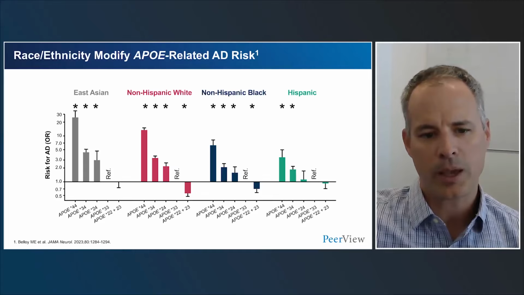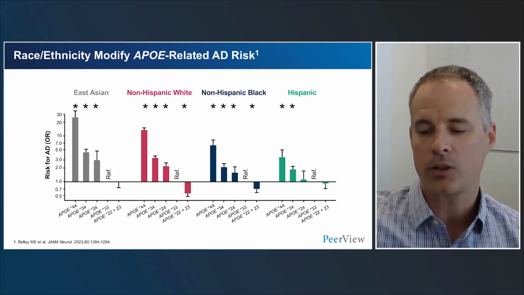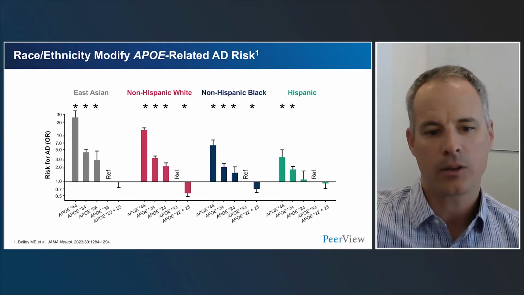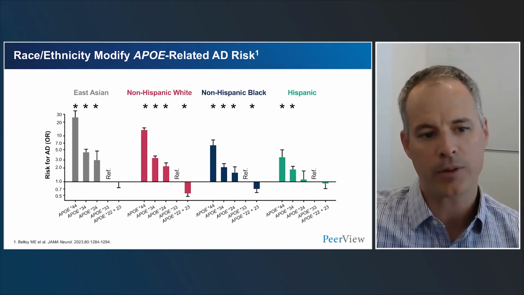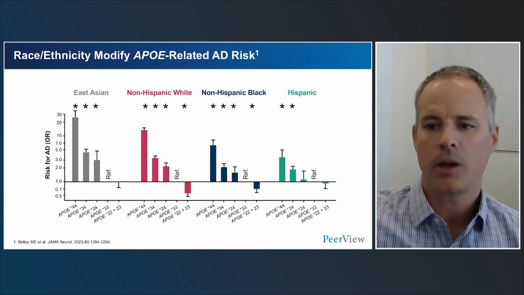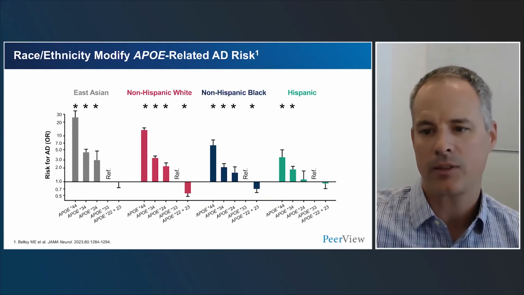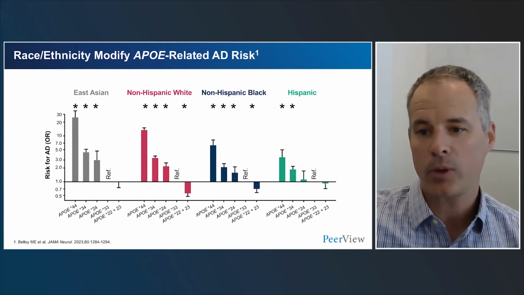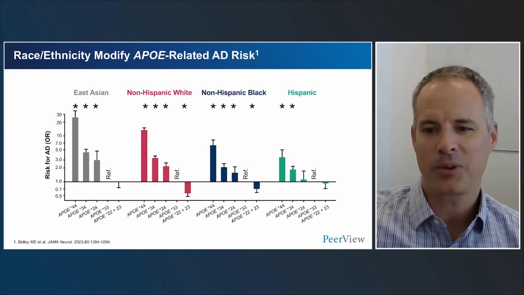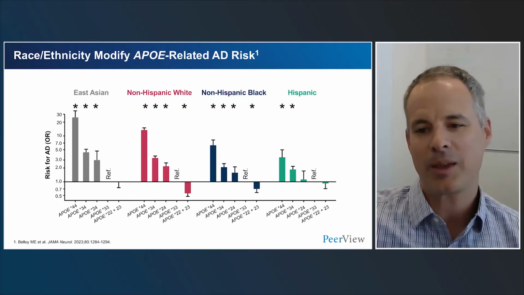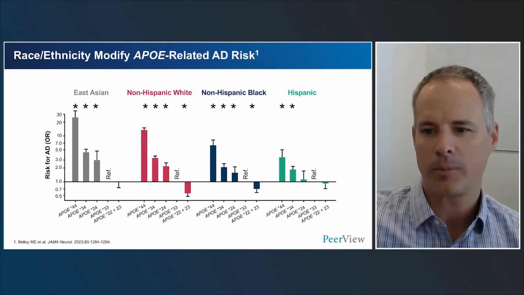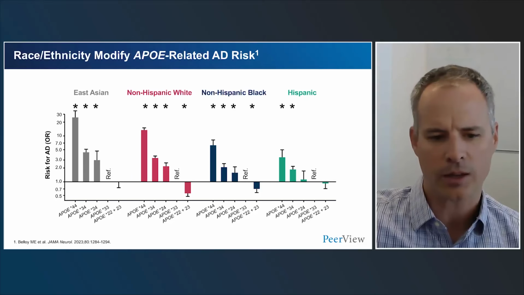Whereas if you are Hispanic, that number is closer to 3, so it actually has less impact. And you can see in Black populations, it's about 5 to 6-fold increase. So your race and ethnicity has an impact. APOE4/4 is always bad. It always increases your risk, but it may have more impact in certain groups of people based on the rest of their genetics.